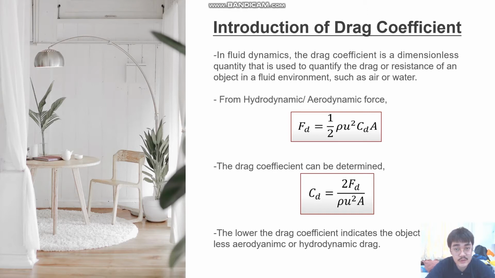Okay, for the introduction of drag coefficient. In fluid dynamics, the drag coefficient is a dimensionless quantity that is used to quantify the drag or resistance of an object in a fluid environment, such as air or water. From the hydrodynamic or aerodynamic force, the drag coefficient can be determined, as shown here. The drag coefficient Cd equals 2Fd divided by rho u squared A. This means that a lower drag coefficient indicates the object has less aerodynamic or hydrodynamic drag.